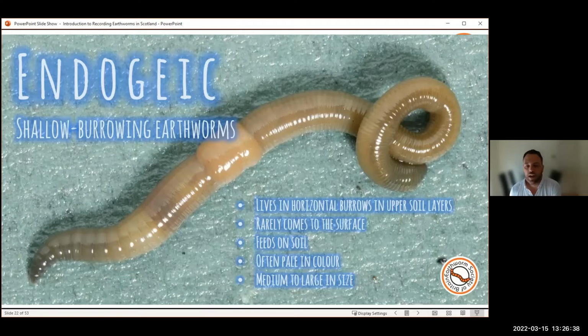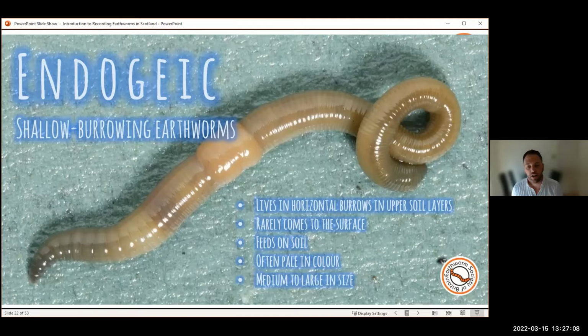Unlike the Anecic earthworms, Endogenic earthworms don't have any pigment. So you will get them in lots of different colours. You'll see them in greys, blues, pinks, browns, yellows, all sorts of different colours, but they don't have that pigmentation that the Anecic earthworms have. So if you find an earthworm and it looks a bit sickly when you're digging up your vegetable patch, it's likely to be one of these Endogenic earthworms.